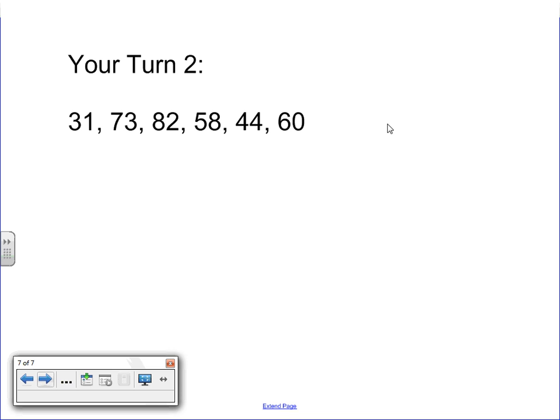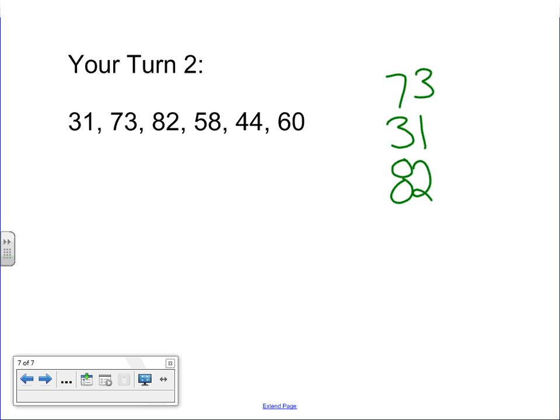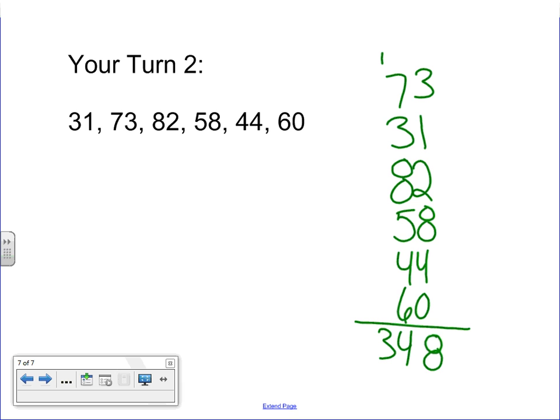Add up our numbers. I'm going to come over here and do this on the side because these are some bigger numbers. 58, 44 and 60. Awesome. All right, here we go. 3 plus 1 is 4, plus 2 is 6. 6 plus 8 is 14, plus another 4 is 18. So let's put our 8 down there and bring up 1. 7 plus 3 is 10, plus 8 is 18, plus 5 gives us 23, plus 4 gives us 27, plus the 6 gives me a 33. Don't forget about the one up there. There's a 34. So we have 348 as our total after the addition.